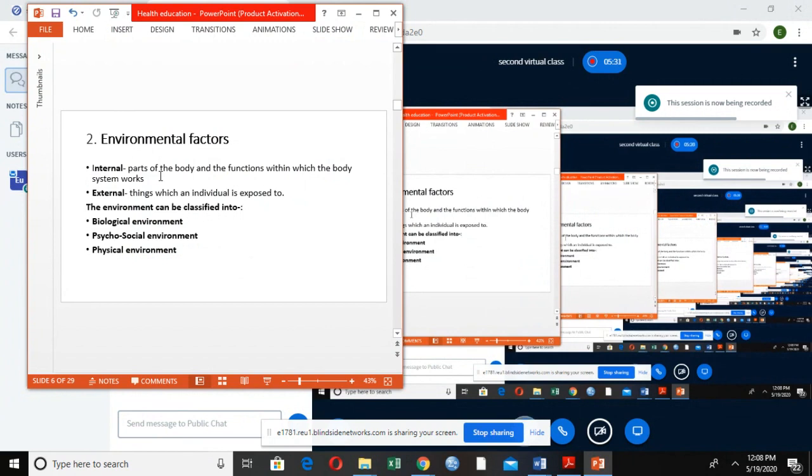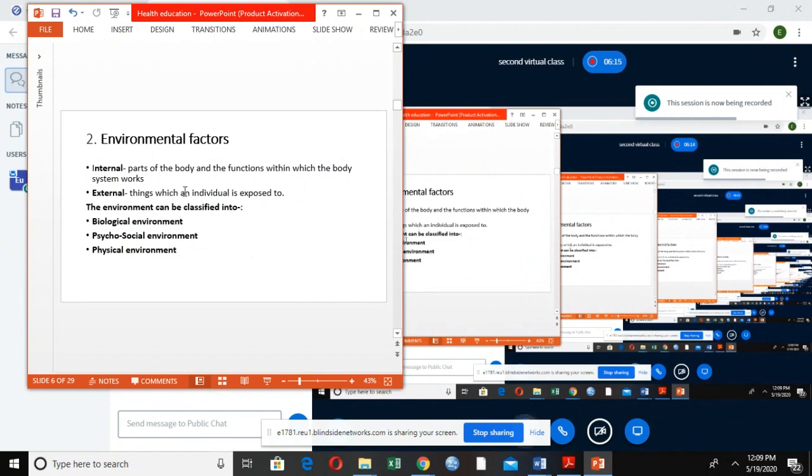The health status of a person who is suffering from diabetes is deteriorated because the body is not able to control the internal environment. For a person suffering from kidney failure, they're not able to release excess salt, excess water, or the waste products from the body, and thus the body will have issues. When it comes to the external environment, these are things that surround the individual and the individual is exposed to. Is the individual exposed to chemicals, exposed to bacteria, exposed to stress, exposed to physical issues such as high heat, high pressures, all this?